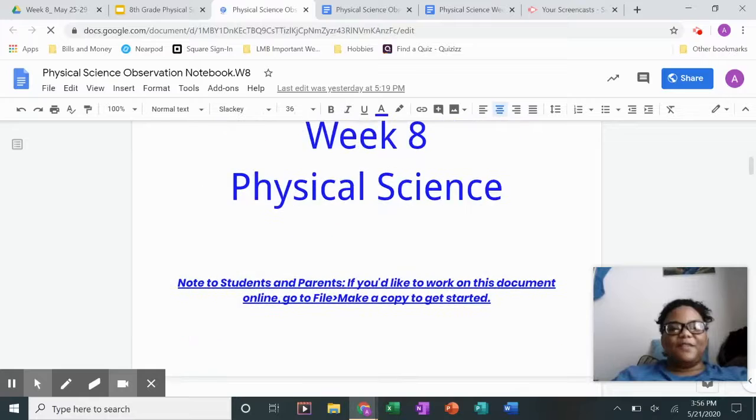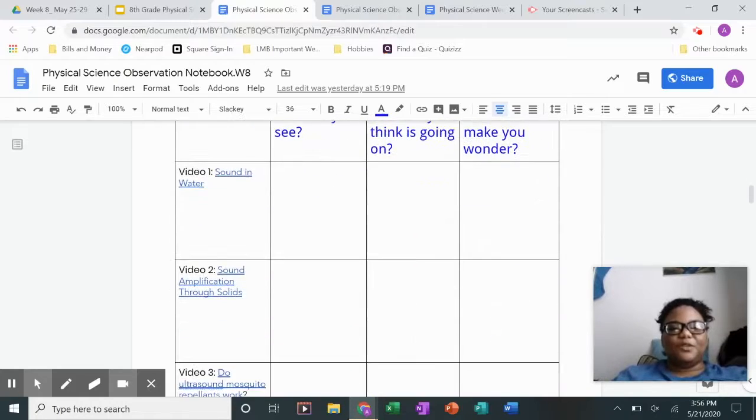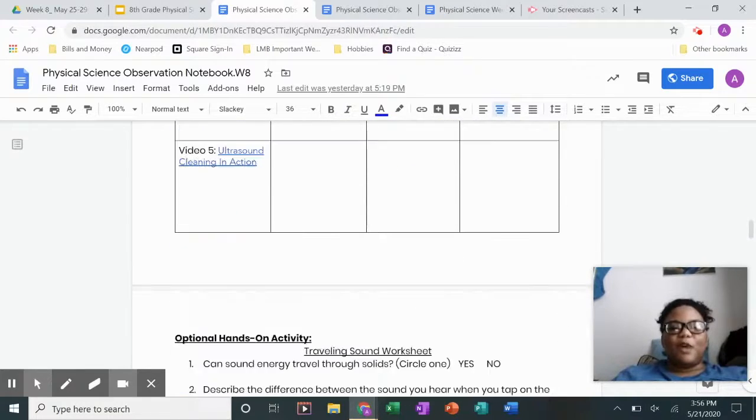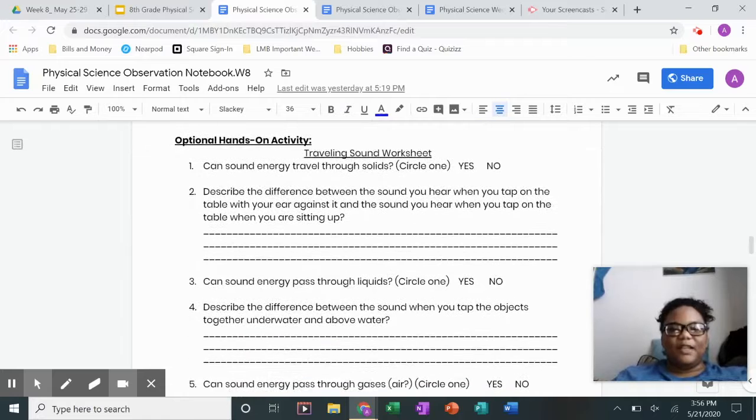So this activity should be fairly easy for you to do at home. You don't really require anything out of the ordinary. So this is called the Traveling Sound Worksheet. So I'll go through and read each of these questions and just give you a little bit more information on how to complete this. So number 1, answer the question, can sound travel through solids?